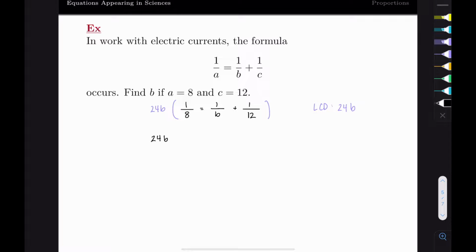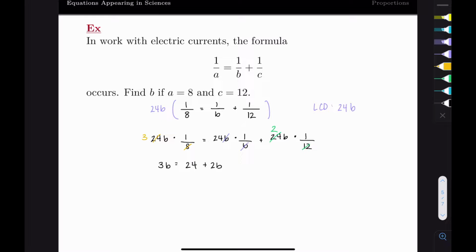So we have 24b times 1 over 8 equals 24b times 1 over b plus 24b times 1 over 12. On the left-hand side, if you take 24 and divide it by 8, that leaves you with 3. So we have 3b times 1 on the left. Over here, the b's cancel, so we're left with 24. And then last but not least, 24 over 12 is 2. So we get plus 2b.